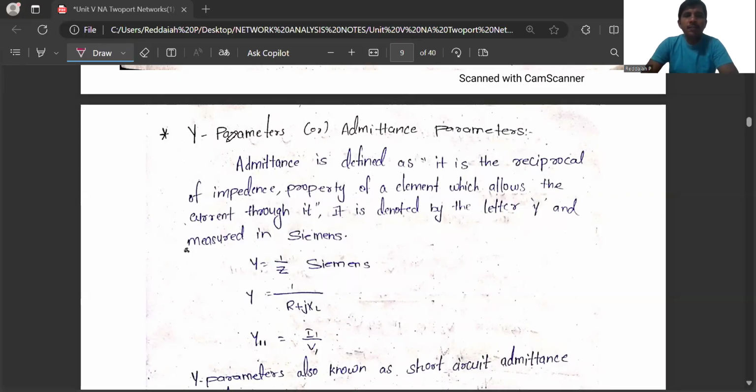In the previous session, we saw Z parameters, how to find the Z parameters of any network, and what a two-port network is. Now let us see Y parameters.